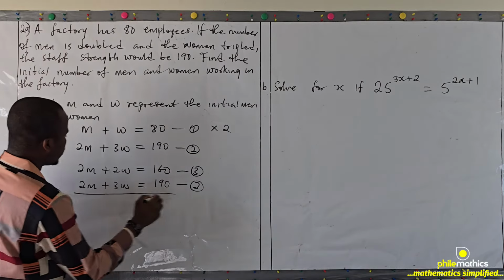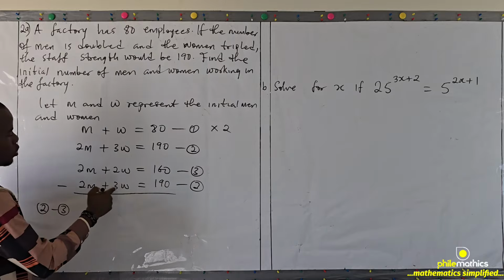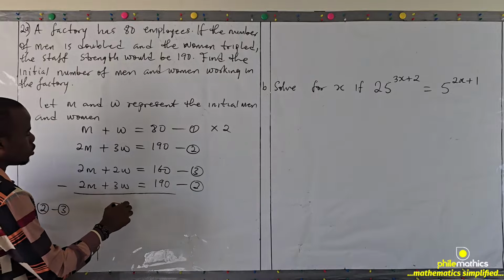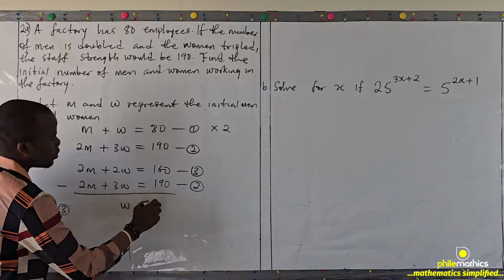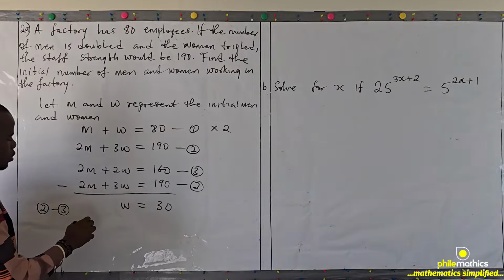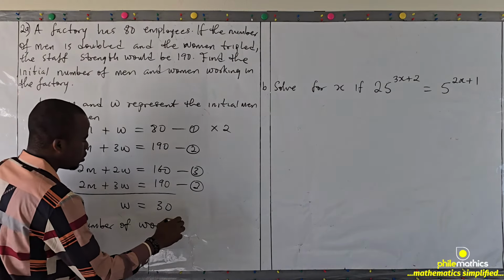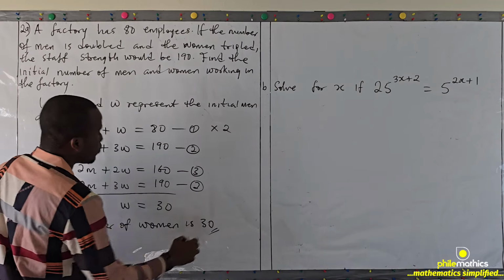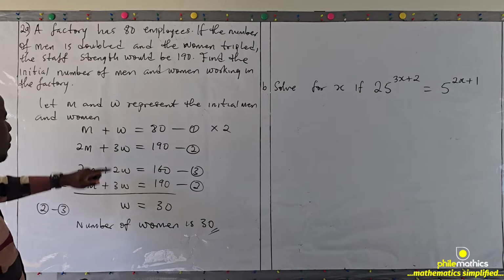So at this point, I can subtract equation 2 minus equation 3. So this is gone. 3 minus 2 is W. 190 minus 160 is 30. So the number of women is 30. So the next thing we're going to look for is the number of initial men.